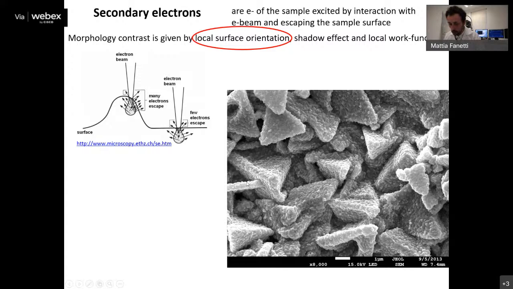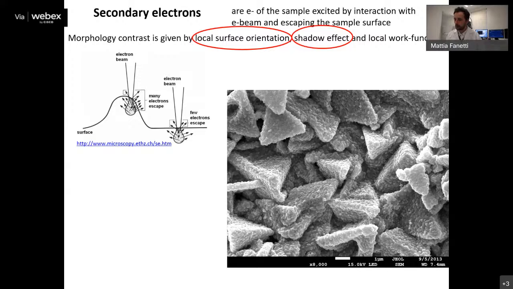And here you can see that this is a very important factor, because this means that all the edges of the features that you see in your image are brighter than the parts which are not close to the edge. Also, on very small features, for example each of these grains, it has a bright edge, and this is exactly because of this effect. So at the edge, or where I have a tip, I have a larger emission of secondaries, and these highlight the edge of the features, which is very useful if you want to know the morphology of your samples.